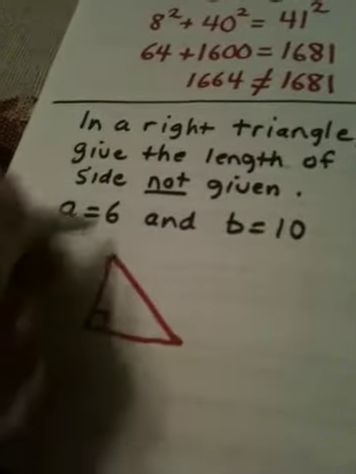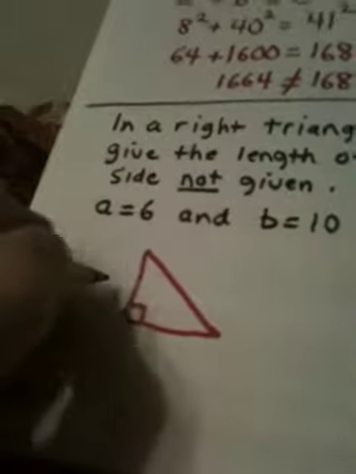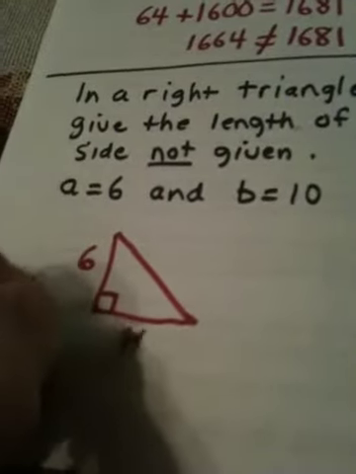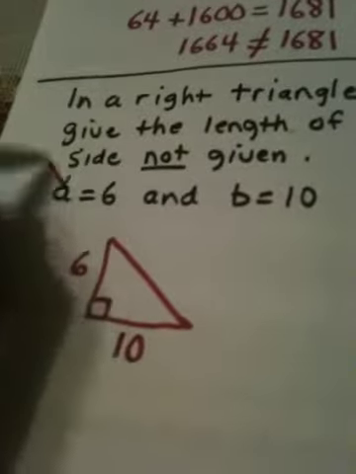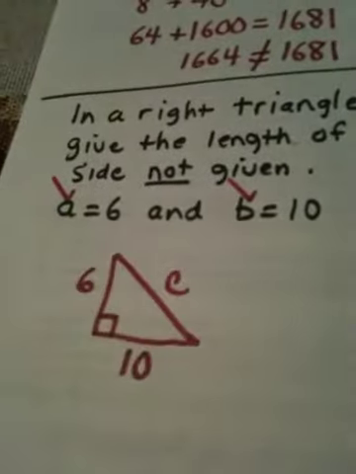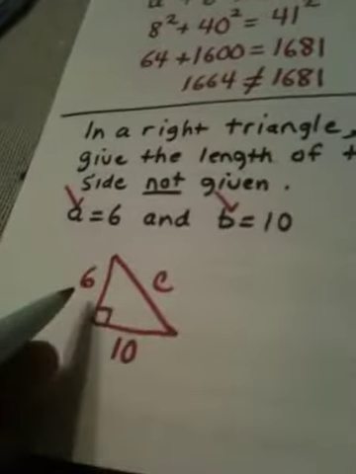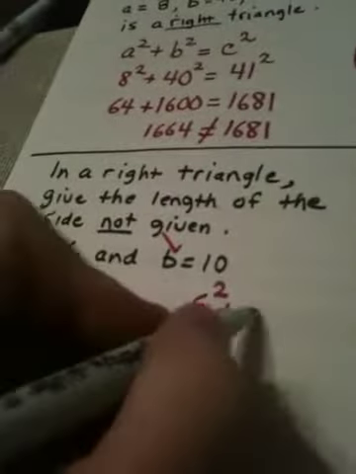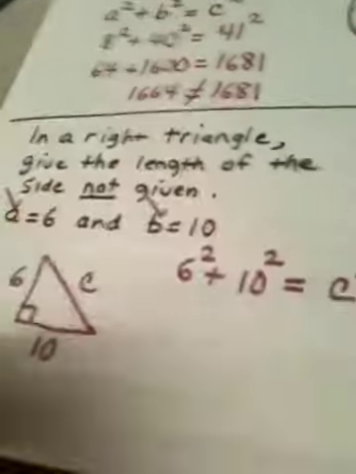You're given A and B, so you're given the legs. One leg has length 6 units, the other leg has length 10 units, so we label our diagram. We're obviously missing C, which is the length of the hypotenuse. According to the Pythagorean theorem, 6 squared, right, leg squared, plus the other leg squared is equal to the hypotenuse squared.